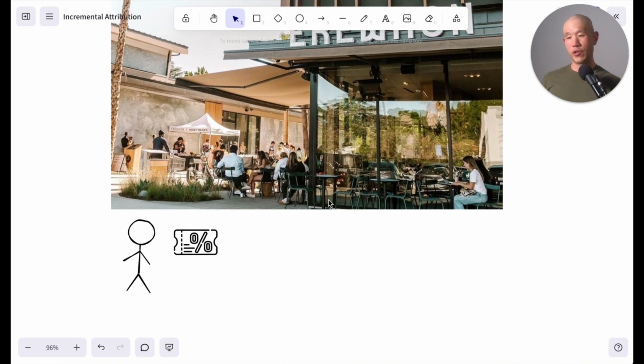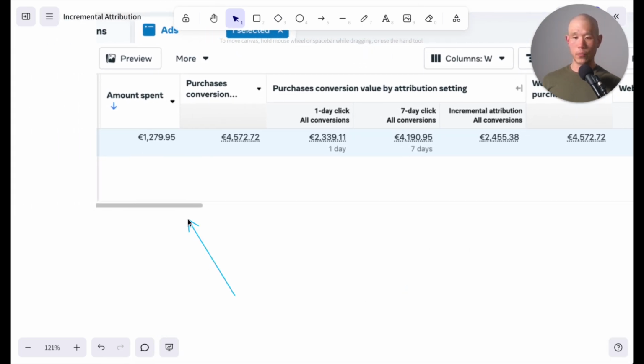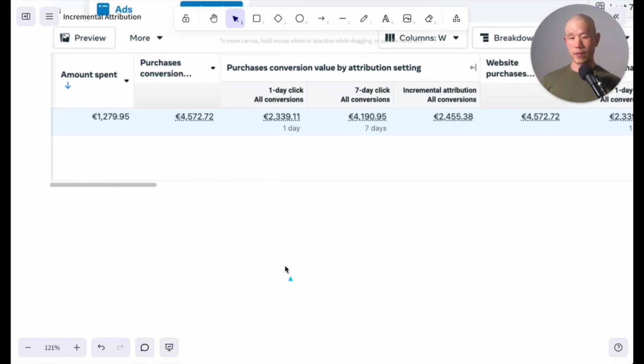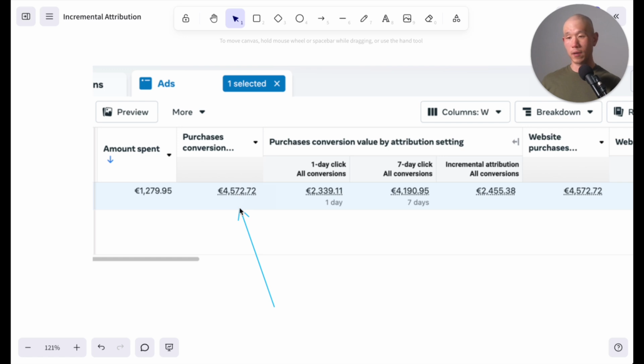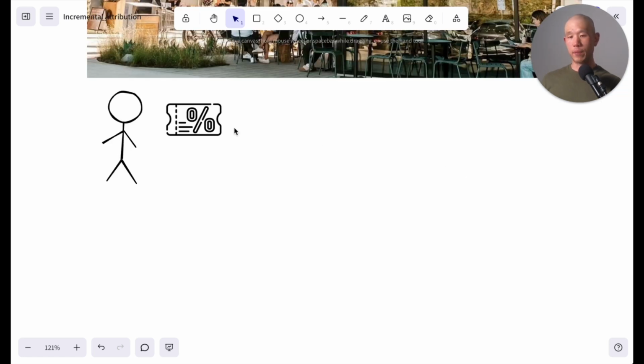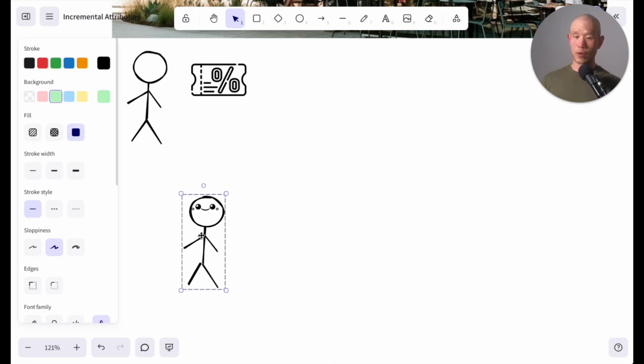Here is how each attribution model would interpret a shopper's purchase. I'll go through 7-day click, 1-day view, which is the default that you see when you don't enable these columns. We'll also go through 1-day click, 7-day click, and then incremental. So let's start off with 7-day click, 1-day view, since that's the default that you're probably using right now. The example is that you're standing here, you're handing out $10 coupons, and here's a shopper coming by.